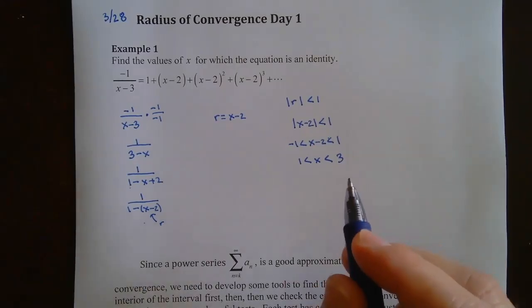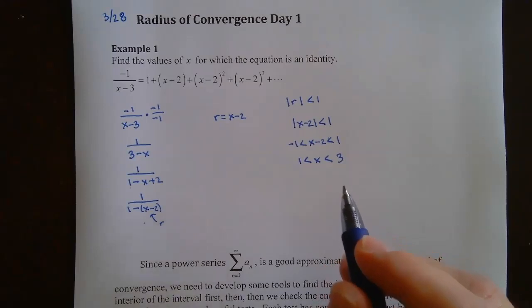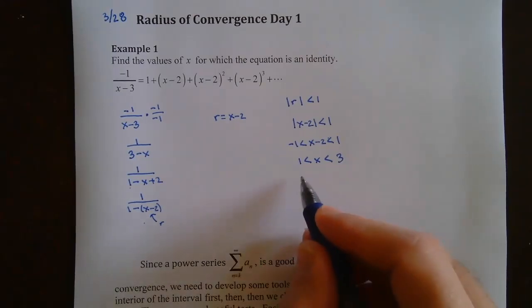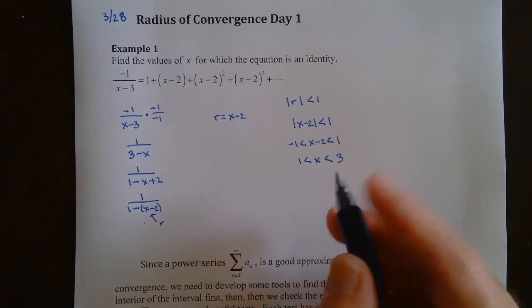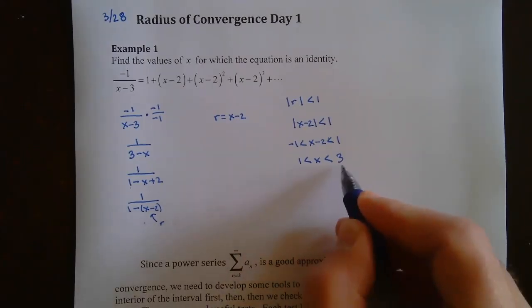Now, you've heard me say this in class. I've said something about the radius of convergence, and that's where this comes in today. We're going to talk about the radius of convergence today. So what is this radius of convergence? Well, the interval is from 1 to 3. That's a distance of 2.